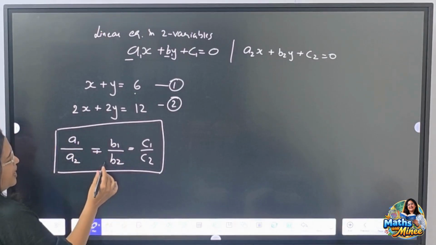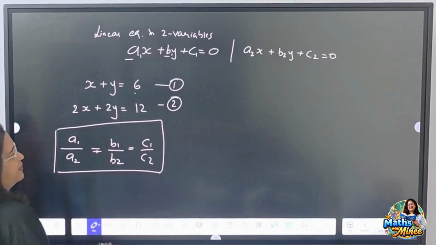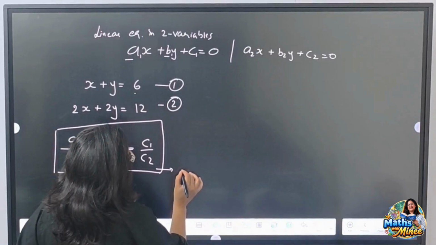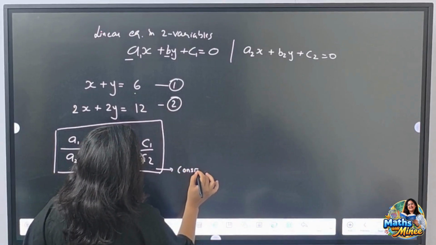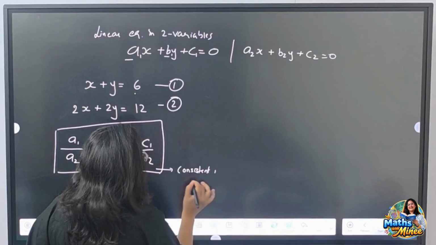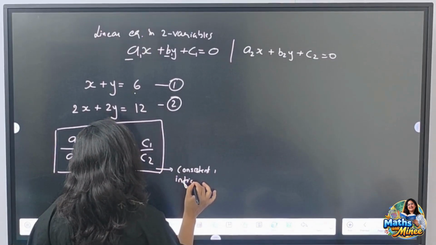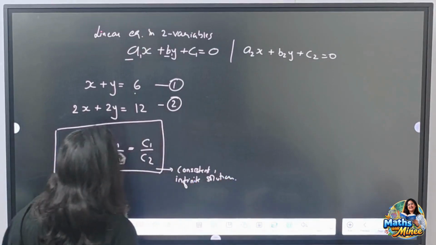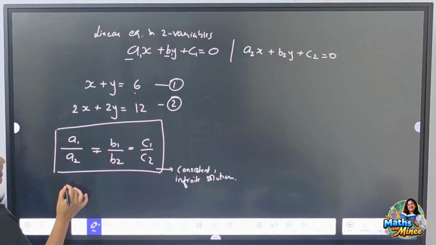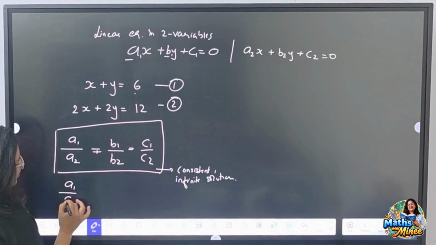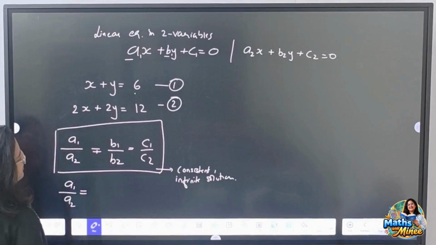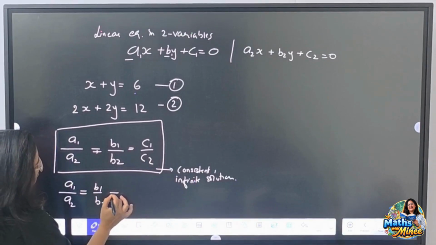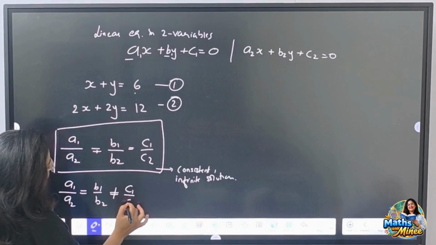Now अगर हमारे पास कुछ ऐसी सिचुएशन आती है, so it means that here you will get consistent, but here you have infinite solutions. Okay, if you are given a1 by a2 is equal to b1 by b2, but it is not equal to c1 by c2.